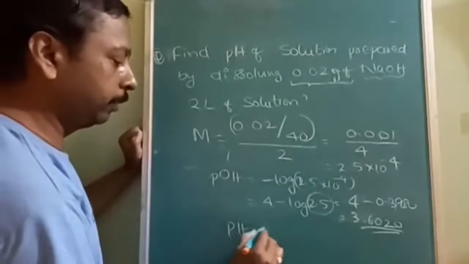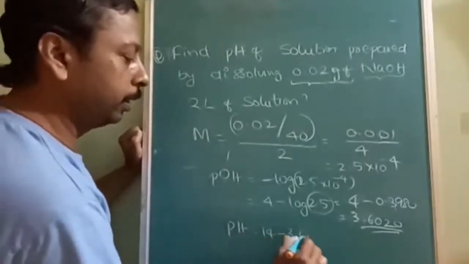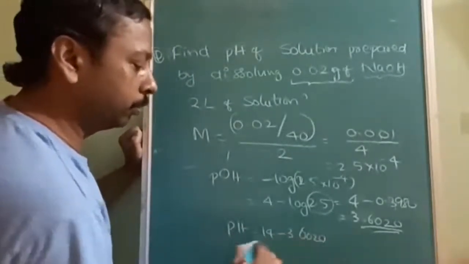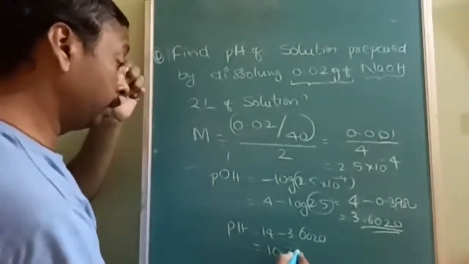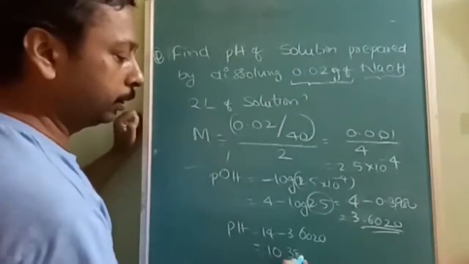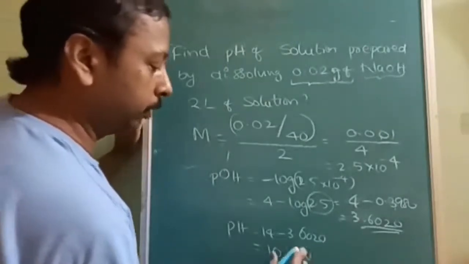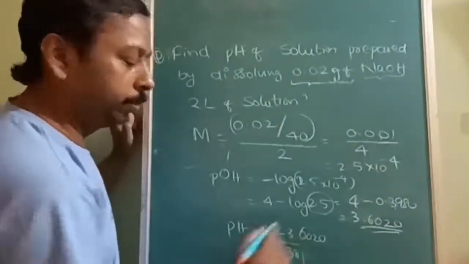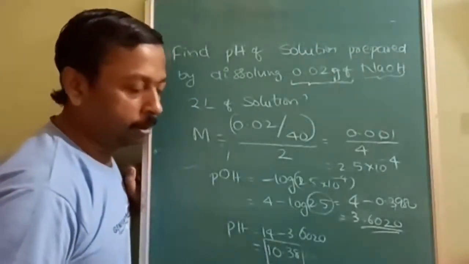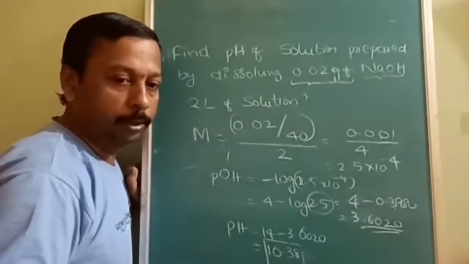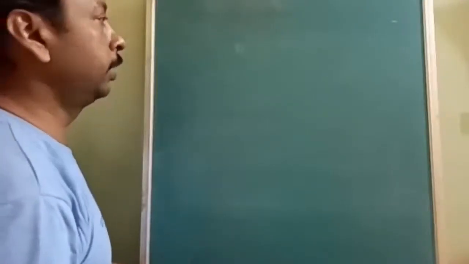So pH will be 14 minus 3.6020. So this is going to be 10 point nearby 38. Okay, 10.380 or 10.382, something like that. So 10.38 is sufficient. Answer is 10.38. Okay, note down this. Okay, next question, write down.